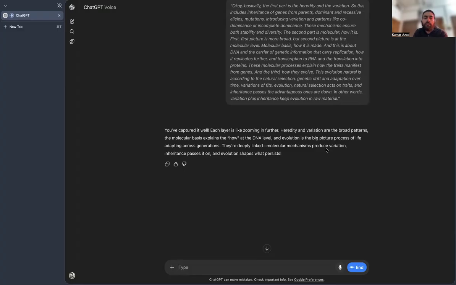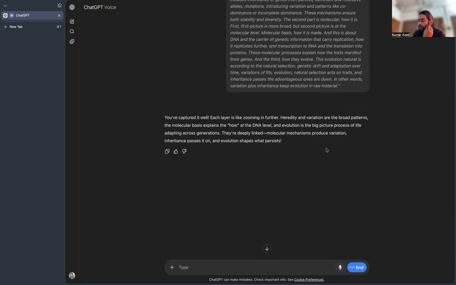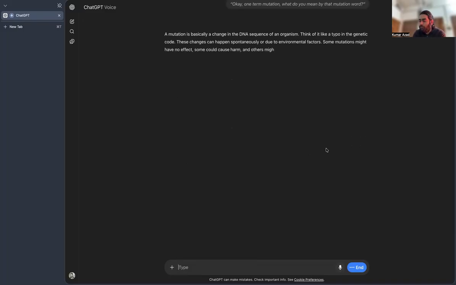Okay, one term, mutation. What do you mean by that mutation word? A mutation is basically a change in the DNA sequence of an organism. Think of it like a typo in the genetic code. These changes can happen spontaneously or due to environmental factors. Some mutations might have no effect, some could cause harm, and others might even be beneficial. Over time, mutations fuel genetic variation, giving evolution something to work with.